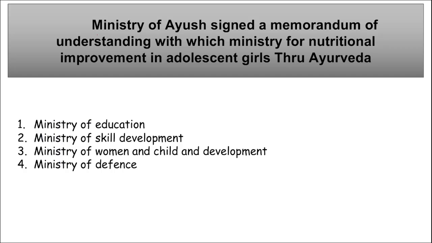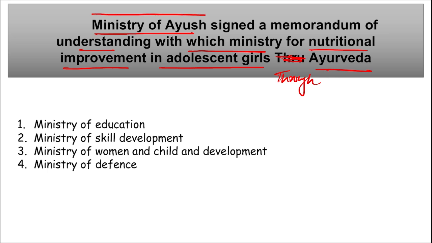Next is, Ministry of Ayush signed a memorandum of understanding with which ministry for nutritional improvement in adolescent girls through Ayurveda? So which is that ministry? So Ministry of Ayush, they recently signed an MOU with, so which is that ministry? It is Ministry of Women and Child Development. Right? This MOU was signed in presence of Union Minister Sarbananda Sonowal of Ministry of Ayush and Union Minister Smriti Irani of Ministry of Women and Child Development. Right? Take a note of this.